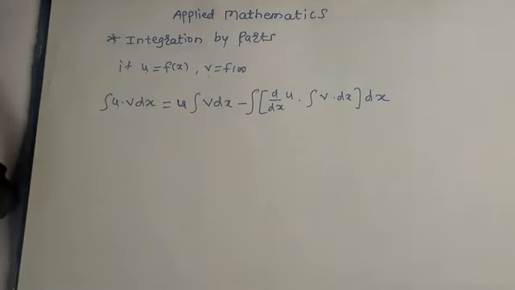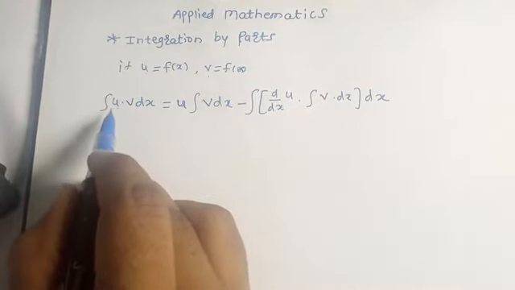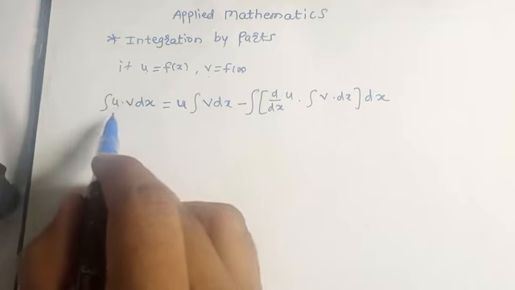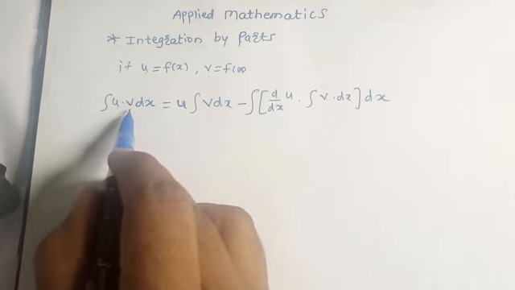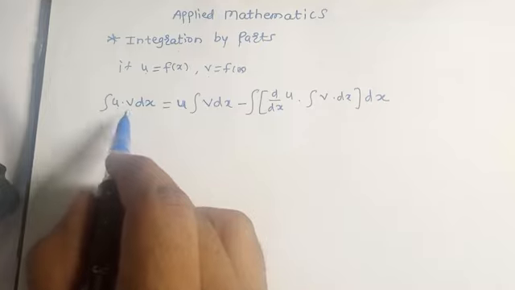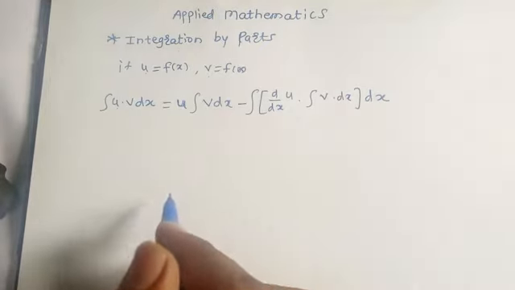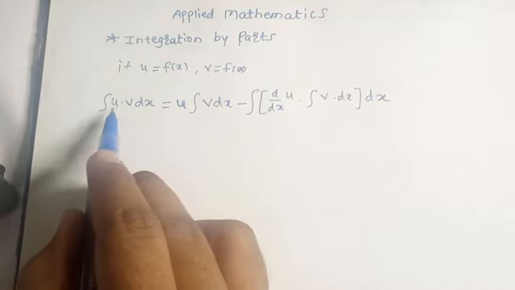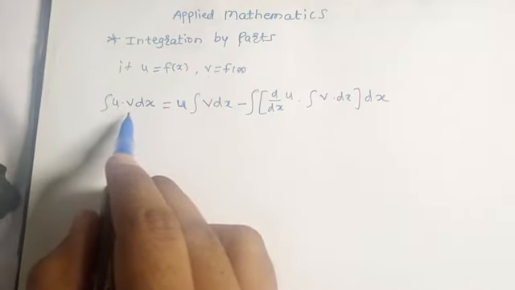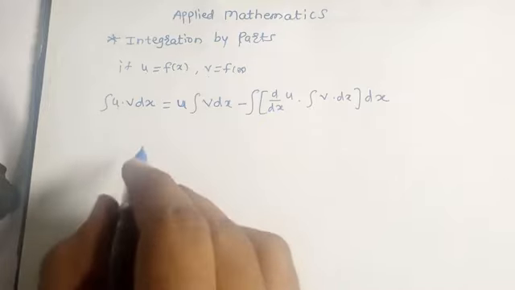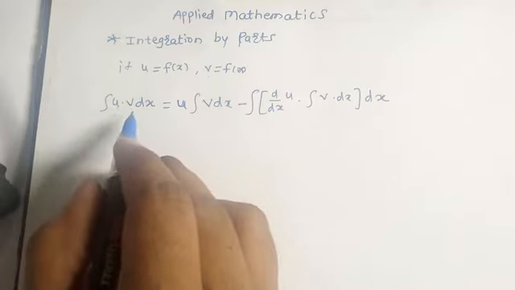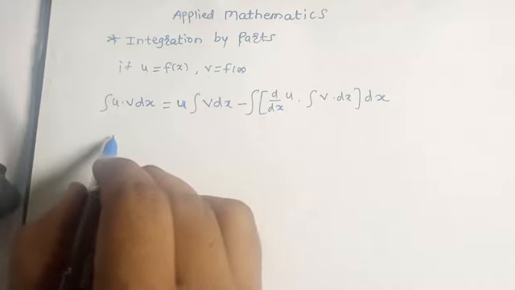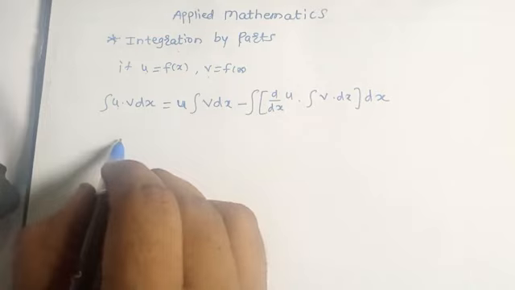In this rule, first function means u and second function means v. To choose the first function and second function, there is no general or specific rule. So here we have to choose u as the first function and v as the second function. Let's just keep in mind the LIATE rule.